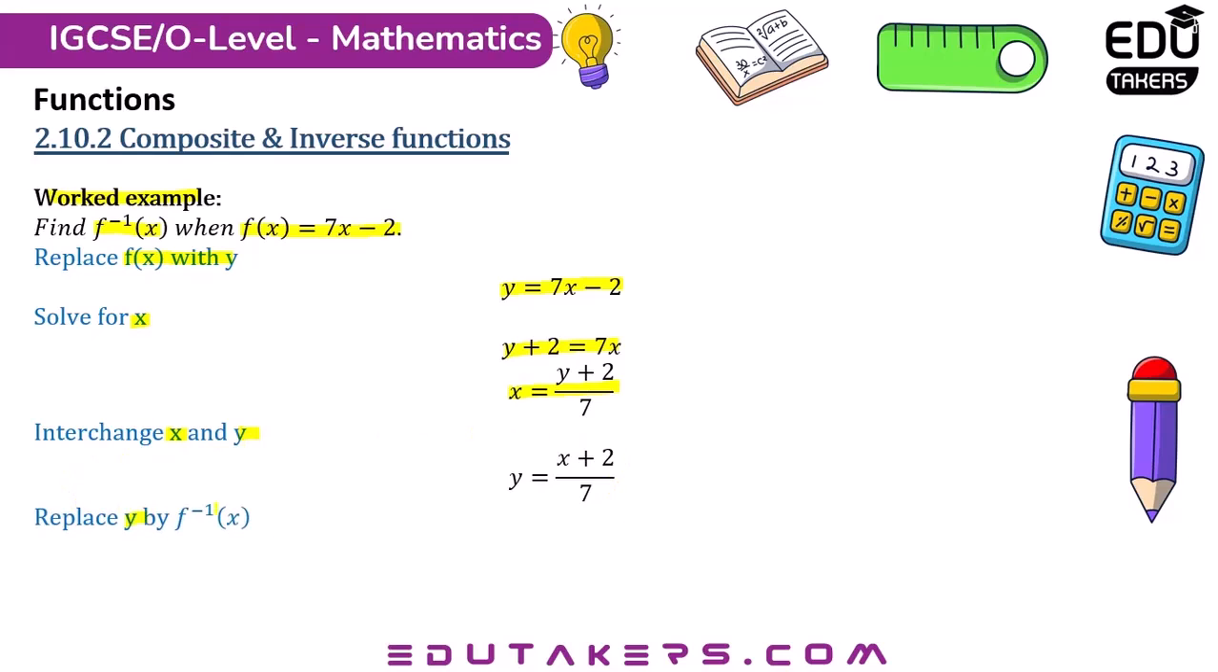Now replace y by f inverse of x. So f inverse of x equals x plus 2 over 7. This is the inverse function when f of x equals 7x minus 2.